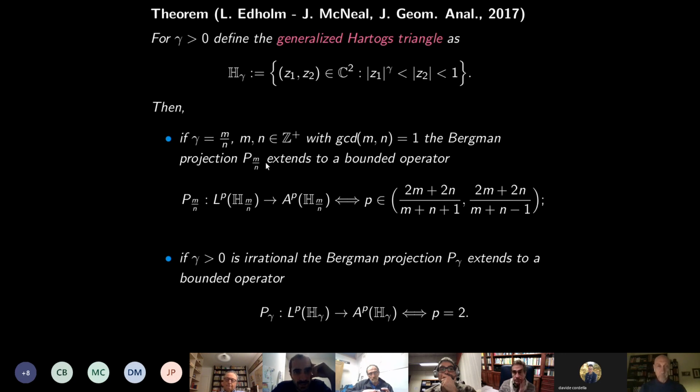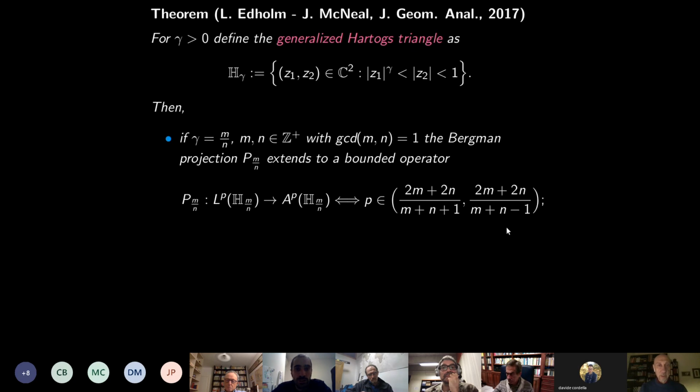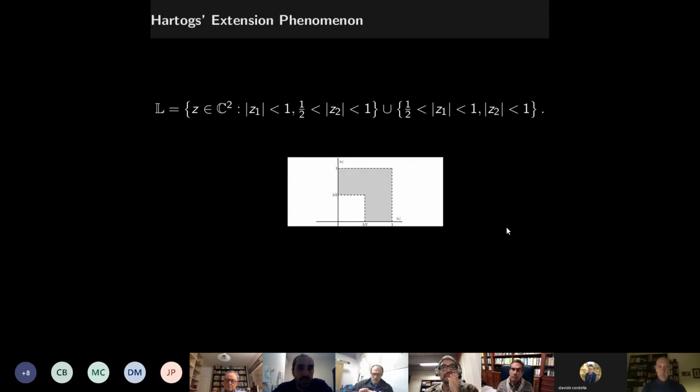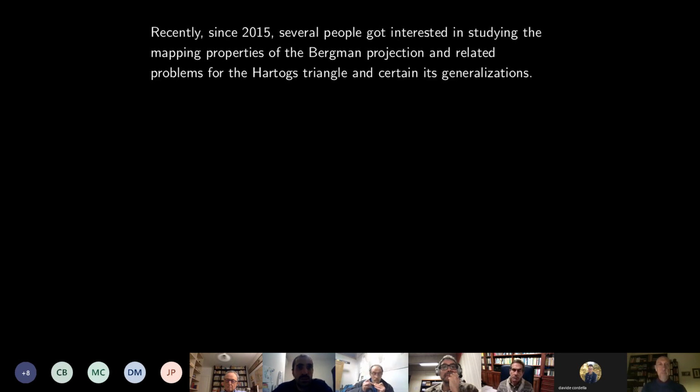And so when they study the Bergman projection, for every gamma, if gamma is rational, they do have an interval where the Bergman projection is bounded. When gamma is irrational, there is no way that the Bergman projection is bounded. It's only bounded on p equal 2. So it was not them who studied the weighted case. No. Chen, for instance, studied only this power here.